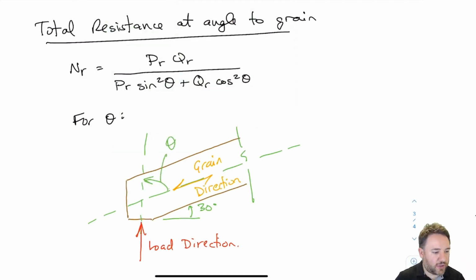The angle theta is the small angle between the load direction and the grain direction. So here I've drawn the load direction, which we know is vertical. The grain direction we know is aligned with the longitudinal axis of the member. So our angle here, theta, is not 30. It's 90 minus 30, which is 60. Okay, so don't get confused.